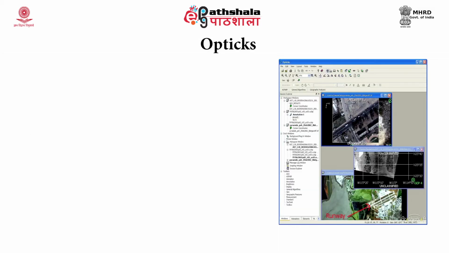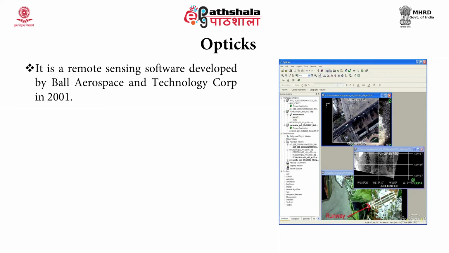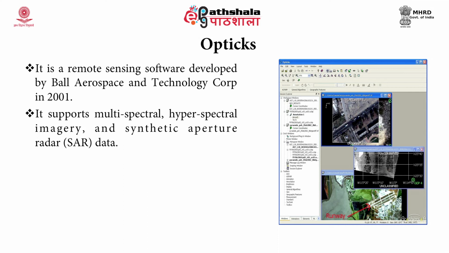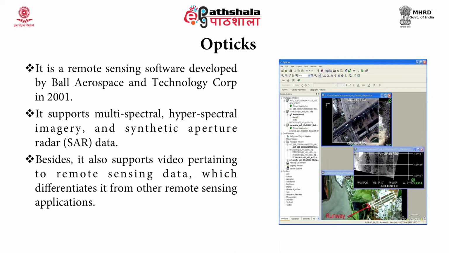Another open source software that we are discussing here is Opticks, which is a remote sensing software developed by Ball Aerospace and Technology Corp in 2001. It supports multispectral and hyperspectral imagery as well as synthetic aperture radar data. Besides, it also supports videos pertaining to remote sensing data, which can differentiate it from other remote sensing applications that are currently available.